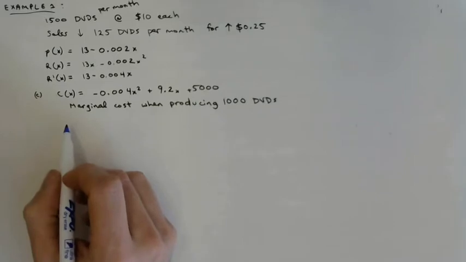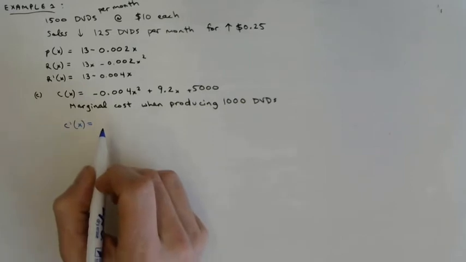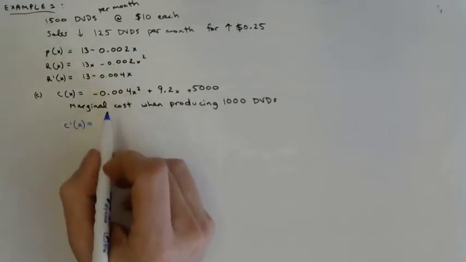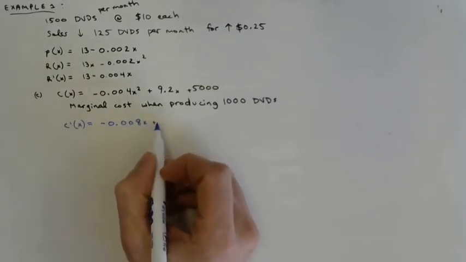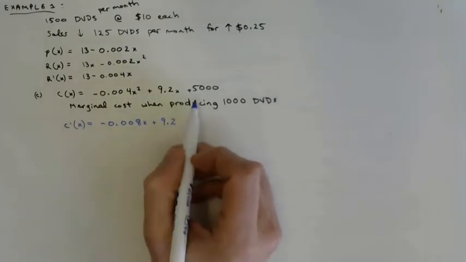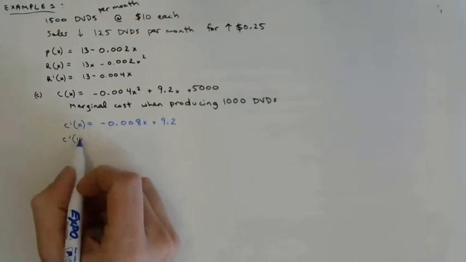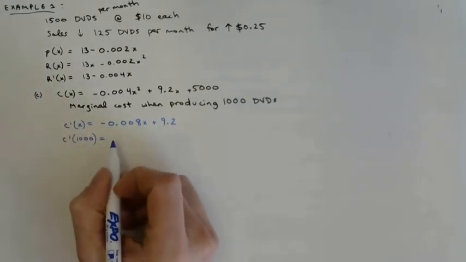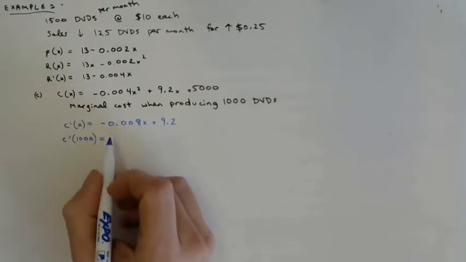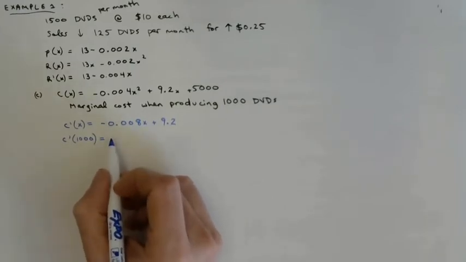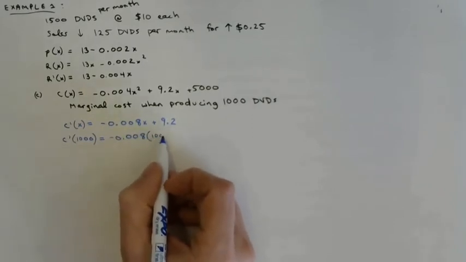Okay, so marginal cost means we're taking the derivative of the cost function. So we've got this 2 being multiplied out in front. That's negative 0.008x plus 9.2. The derivative of 5,000 is 0 because it's constant. And then we're trying to find this out again at 1,000 DVDs. So the rate of change in the cost of producing DVDs when you're producing 1,000 of them is, just sub in 1,000 wherever we see x.